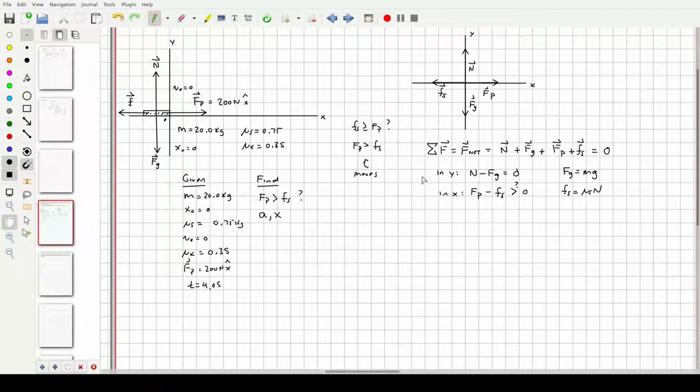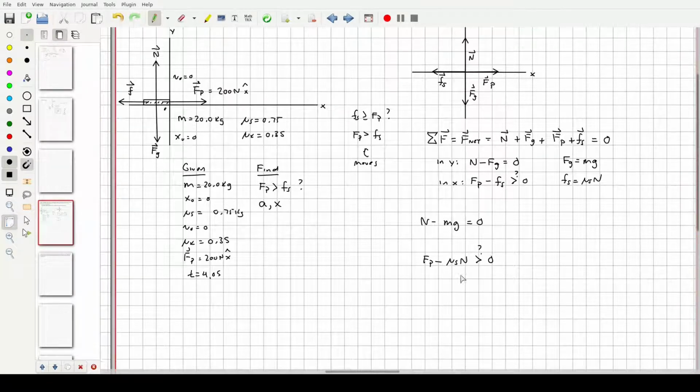If I take the equation here in y, I have that the normal force minus m times g is equal to 0. So that's going to tell me what the normal force looks like, right? For the equation here in x, we have F sub p, which is the push, minus the static frictional force, which looks like mu sub s times the normal force. And the question is, is that greater than 0? So let's just flesh this out a little bit. F sub p minus mu sub s m g. Is this greater than 0?